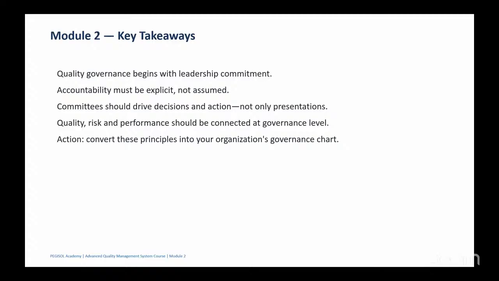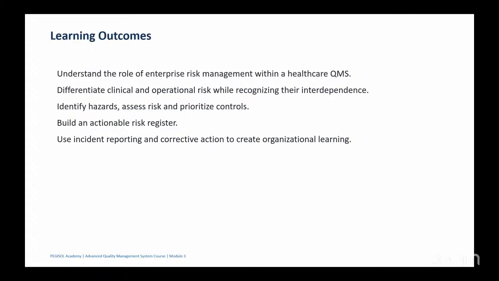So quality, risk, and performance should be connected at what level? Governance level. Action: you can convert this principle into your organization's governance chart. This principle that is shared with us today: quality governance begins with leadership commitment. Accountability must be explicit, not assumed. Committees should drive decision and action, not only presentations.